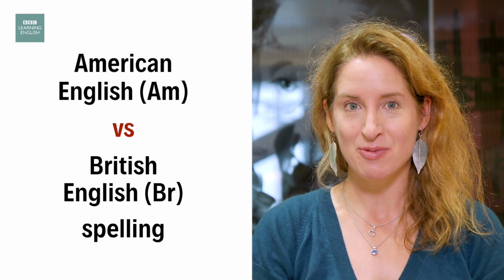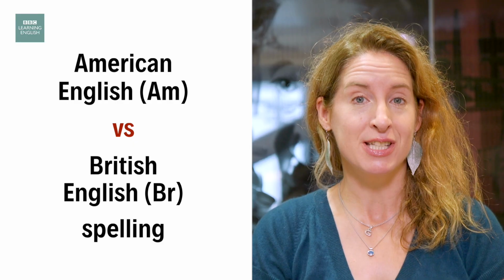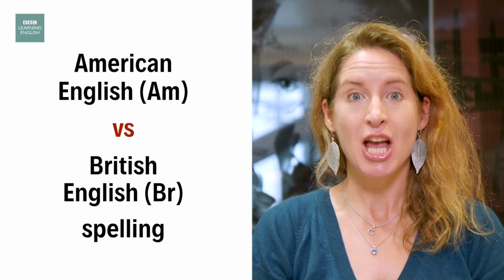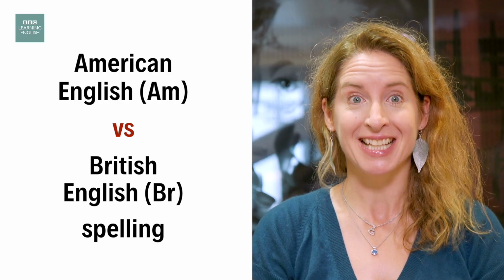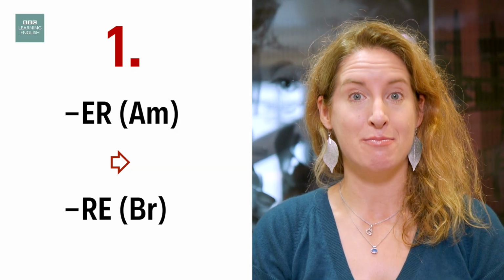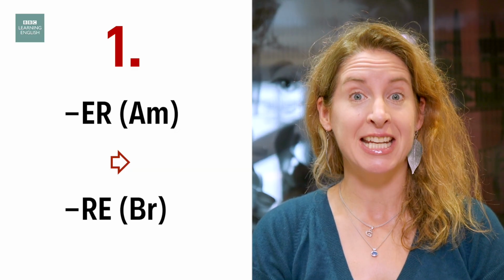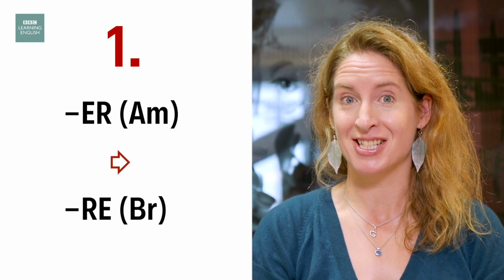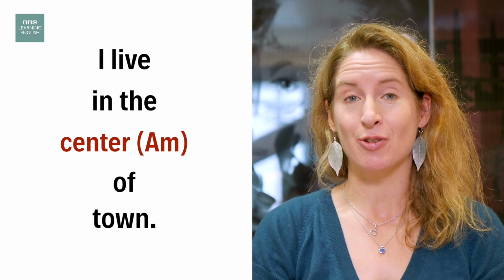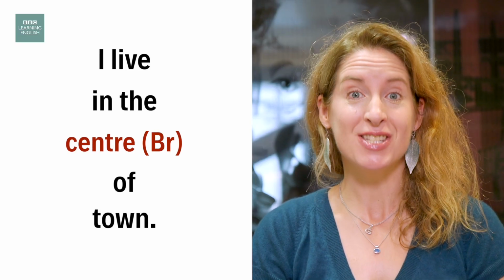In today's lesson, we're going to look at 3 differences between American English and British English spelling. Words which end with ER in American English often end in RE in British English. For example, "I live in the centre of town" changes to "centre".